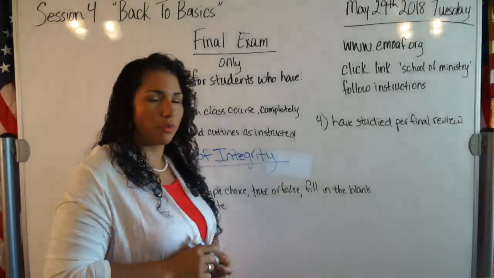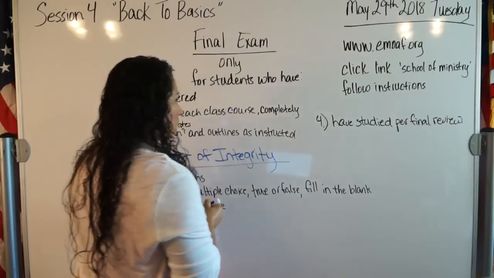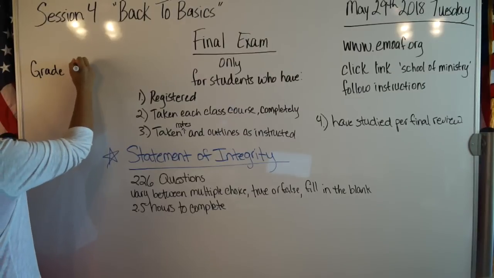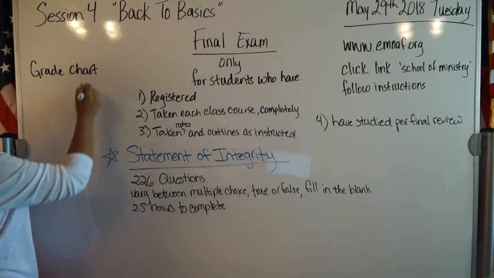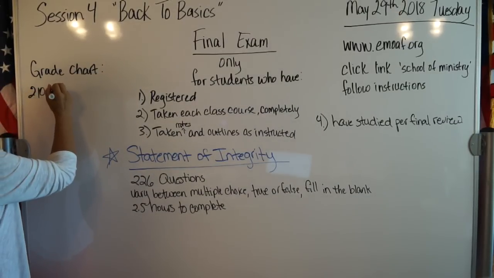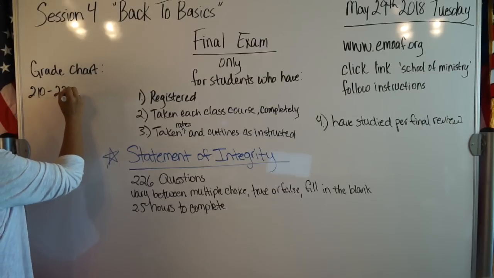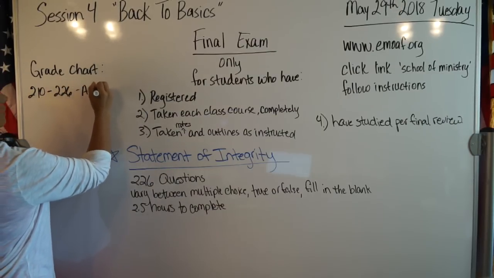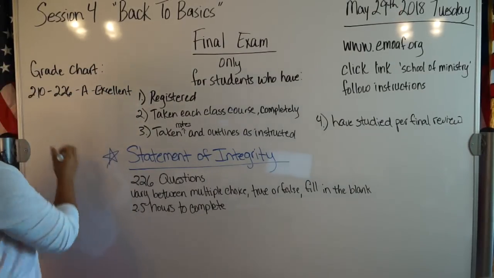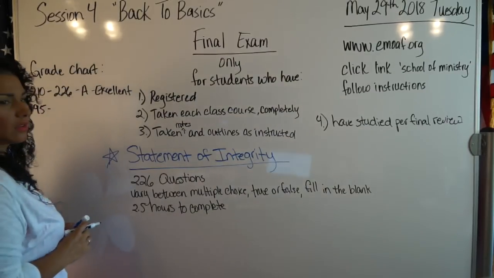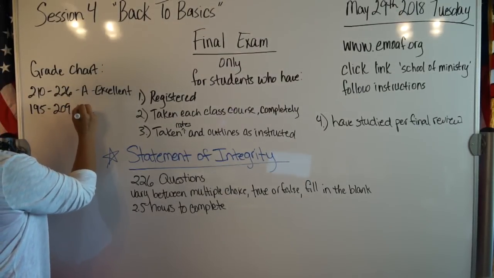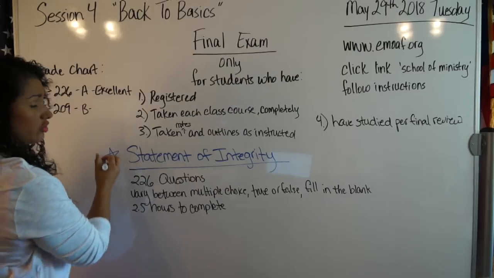There will be a grade chart. Your test will be graded. And the way that the grade chart will be is as follows. If you have 210 questions answered correctly out of 226, you have an A, and that's excellent. If you answer 195 to 209 questions correctly, that will give you a B, and you will have done a good job.